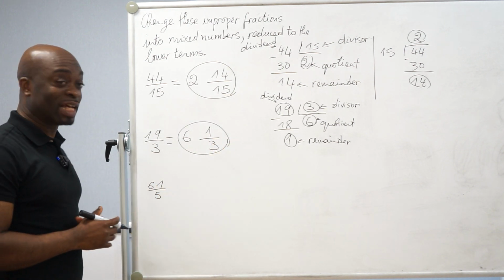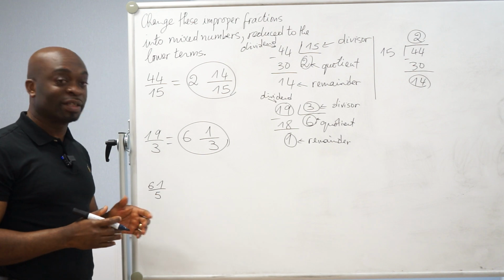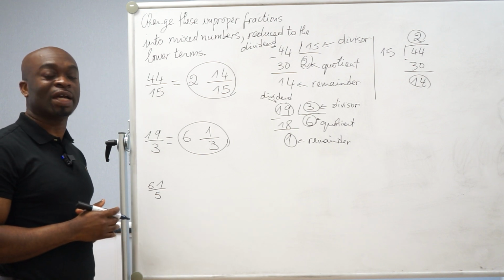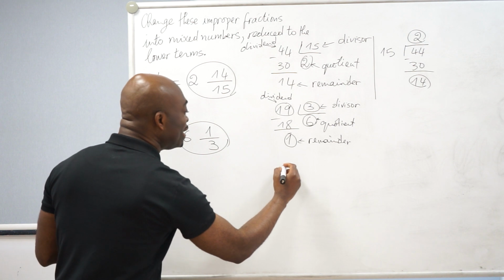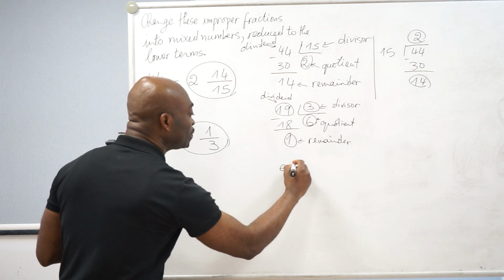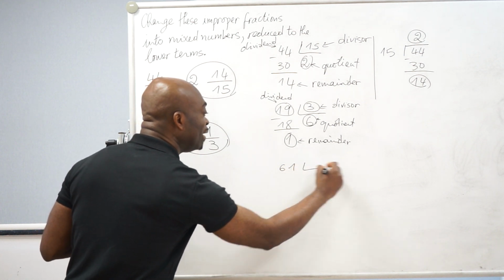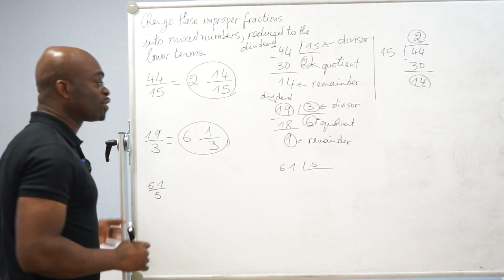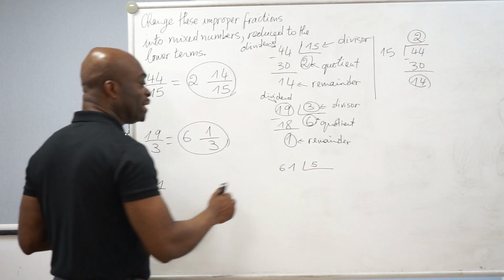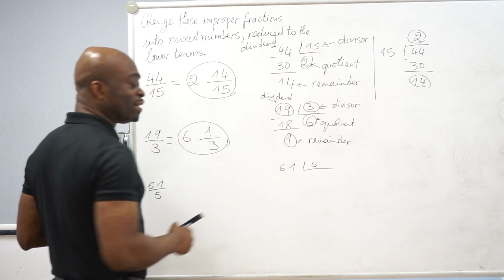Okay, now last but not least, we have 61 divided by 5. Okay, so the question is, how do we go about that? So again, this is 61 divided by 5. Okay, so how many times? How many times? So, 5 and 61.